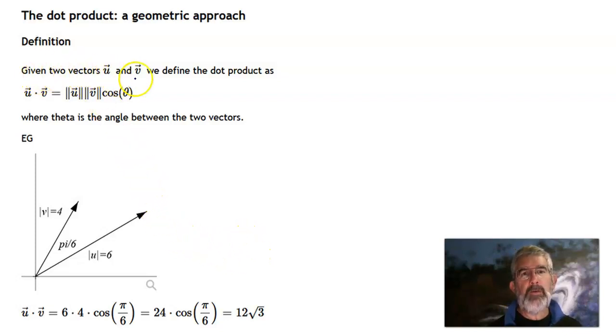So here we go. The definition. Given two vectors, u and v, we define the dot product as u dot v equals the length of u times the length of v times the cosine of the angle. Now, a couple things I should point out here. One is the notation. There is a dot in between the two.